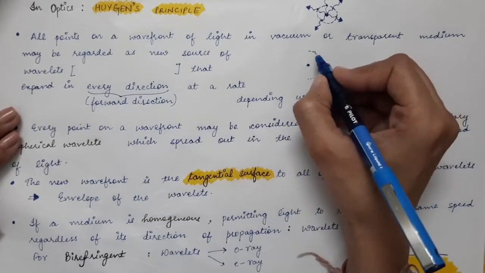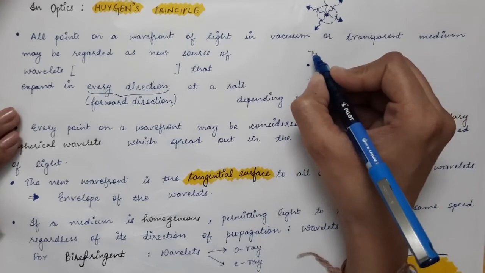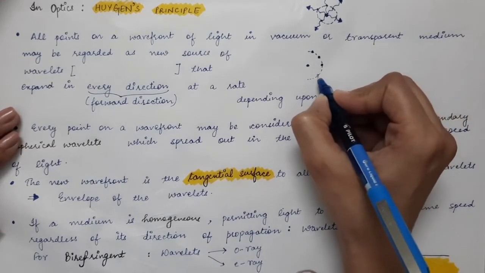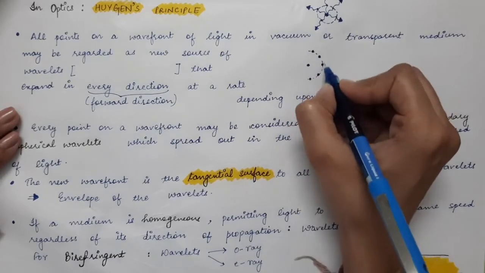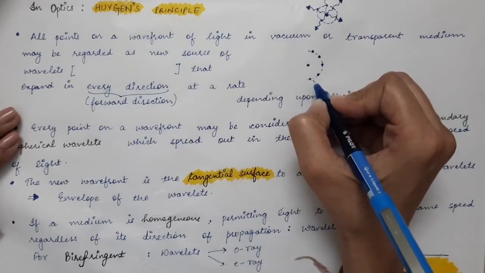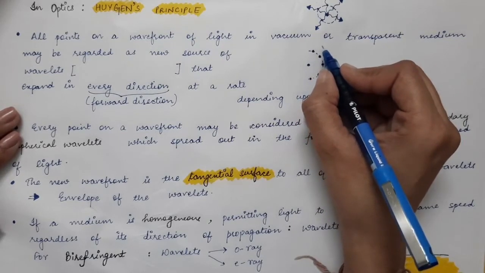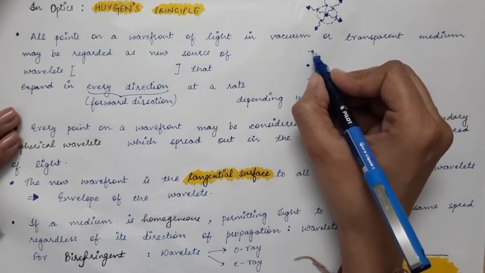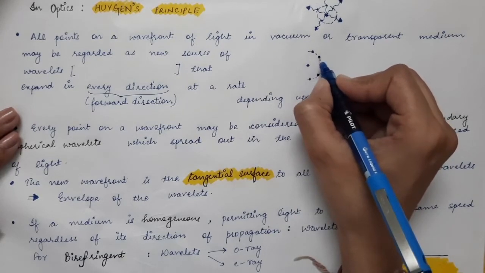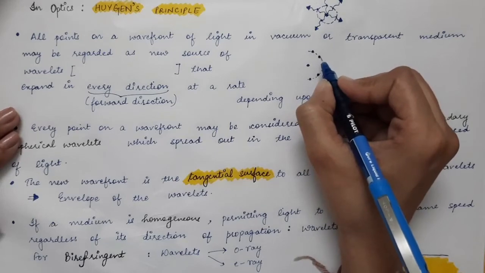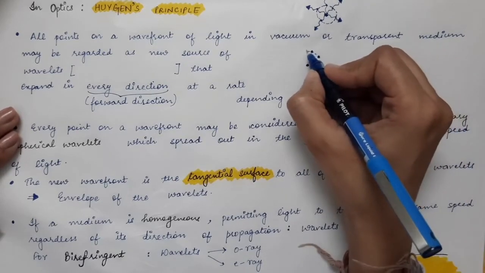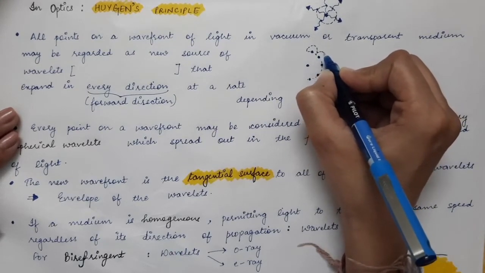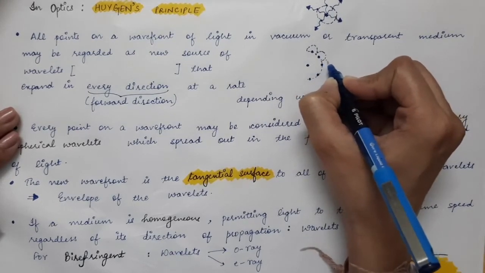Now what is Huygens principle? According to Huygens principle, all the points on the wavefront act as new sources of wavelets. If you take some points on the wavefront, they will emit wavelets from themselves, and those wavelets will also be spherical in shape, like this.